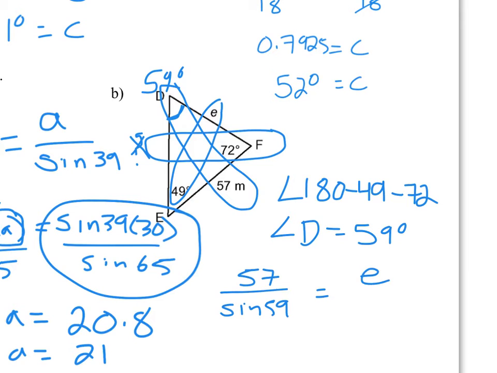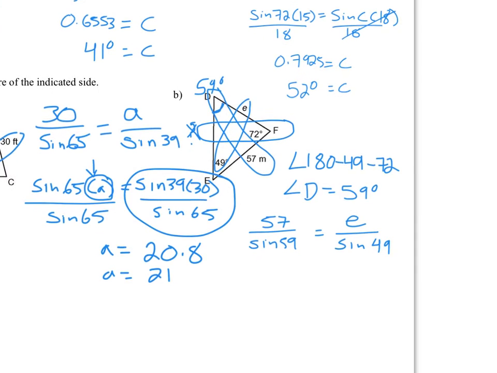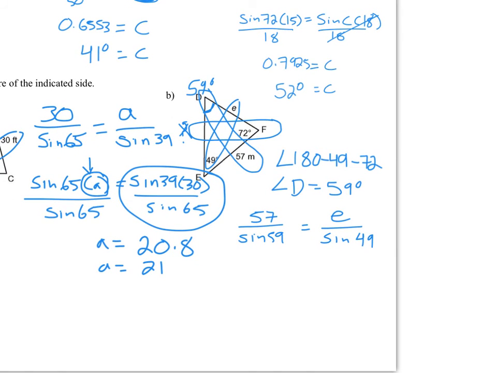My side length over my angle, because it's asking me to solve for that indicated side length, which is E. We'll do the same steps that we did before. You can see it right next to it.